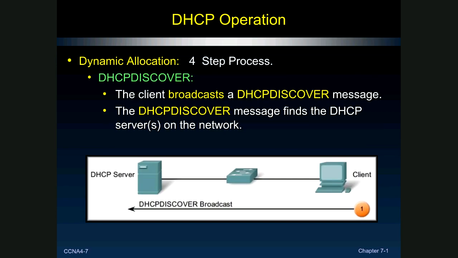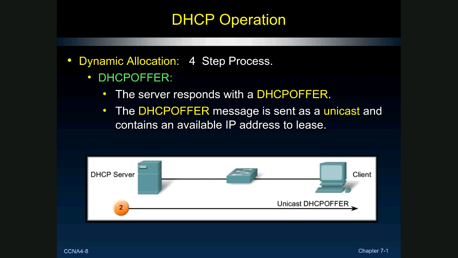So here's our 4-step process. DHCP discover. The client machine turns on and sends a broadcast message. The broadcast message leaves the PC, goes through the switch, and eventually is heard by the DHCP server. And there might be more than one. In a small business, probably just one. So the next step is the DHCP server sends an offer. If there's more than one DHCP server, there would be more than one offer.